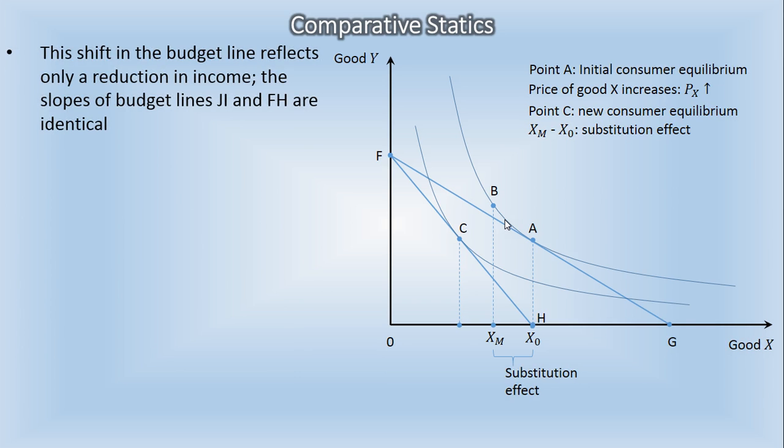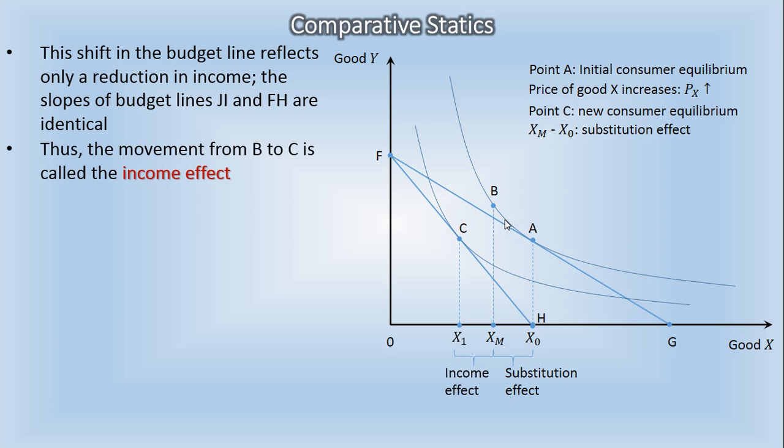So the shift in the budget line from where we were hypothetically to now where we are reflects a reduction in income. So the slope of the budget line, JH, that we had, the red one, and FH are identical. That means that the movement from B to C represents the income effect of a price change. So this analysis allows us to break down the change in the amount of X that's consumed due to an increase in the price of X into its substitution and its income effect.